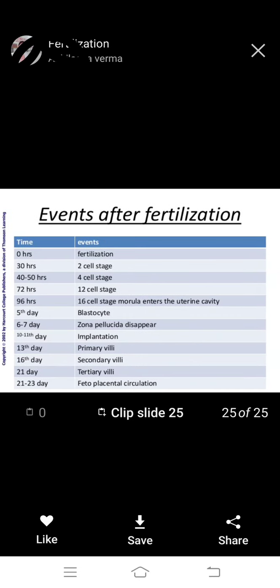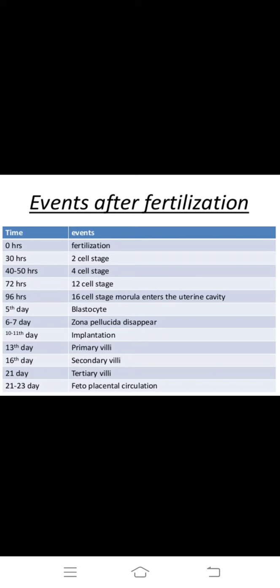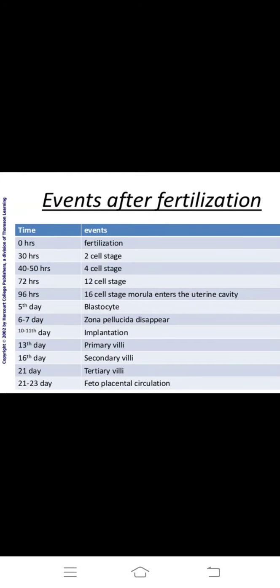Okay, in mammals, after fertilization: 0 hours is fertilization, 30 hours is the 2-cell stage, 40 to 50 hours is the 4-cell stage, 72 hours is the 12-cell stage, and 96 hours is the 16-cell stage. After 196 hours the 16-cell stage is the formation of the morula.